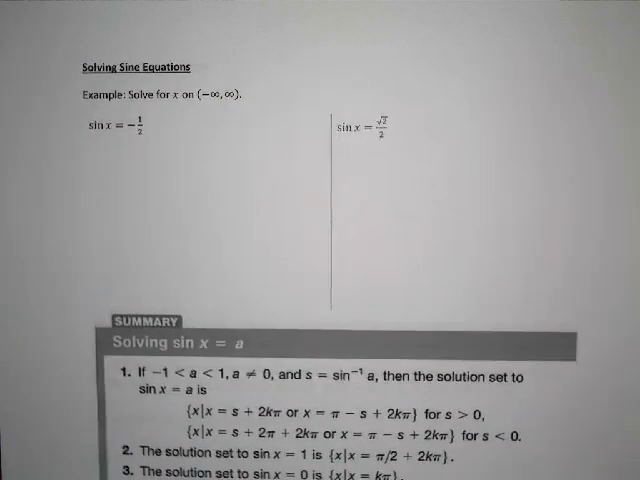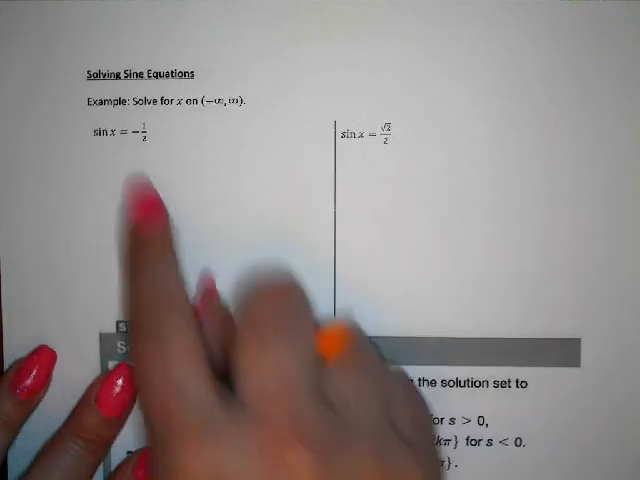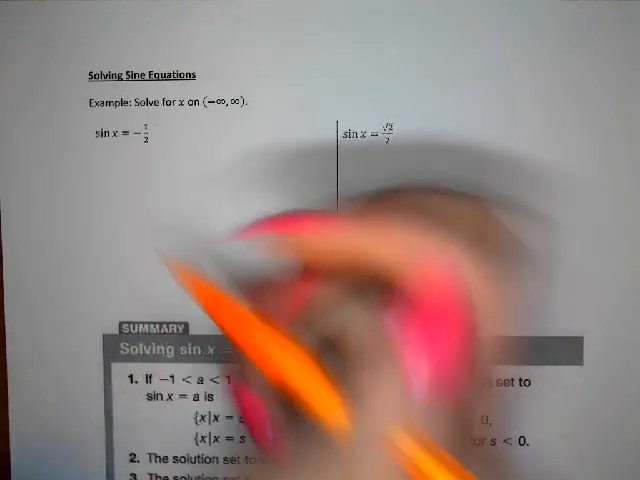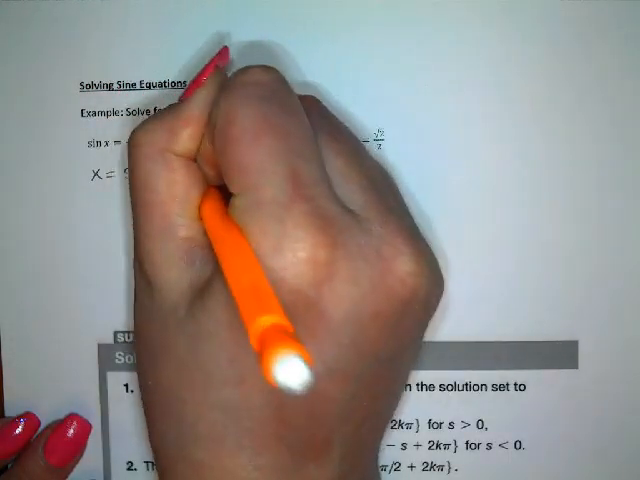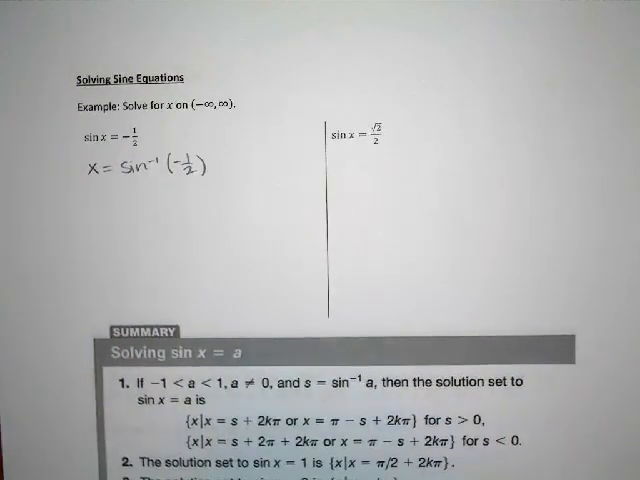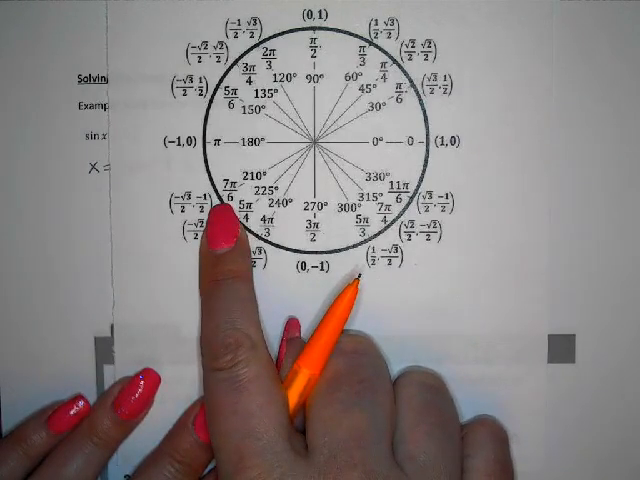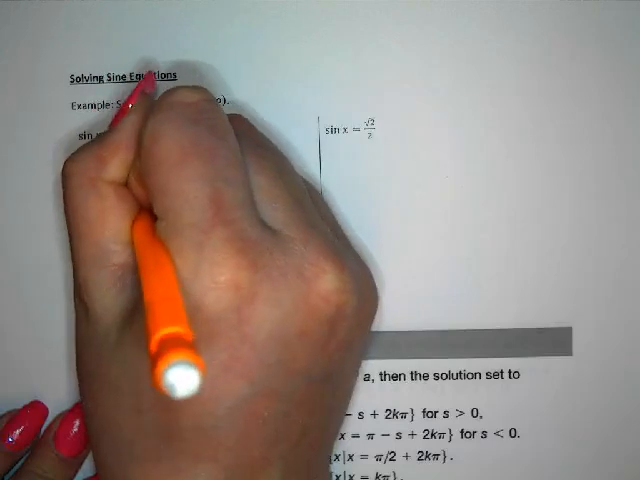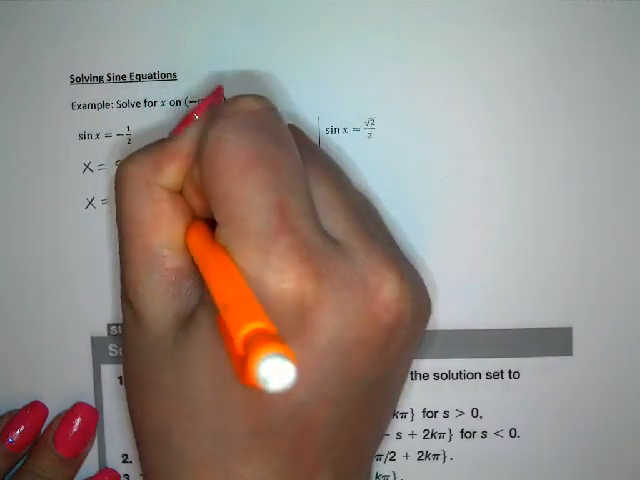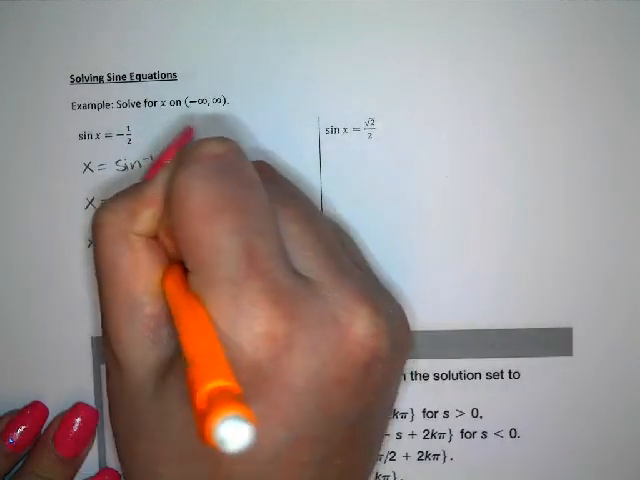So same sort of idea here. It says to solve this sine equation, we have sine of x equals -1/2, and so I know that angle x is sine inverse of -1/2. I'm going to look at the unit circle and see where the y coordinate is -1/2, and that's down here at 7 pi over 6 and over here at 11 pi over 6. And so I have x equals 7 pi over 6 plus 2 pi k, and 11 pi over 6 plus 2 pi k.